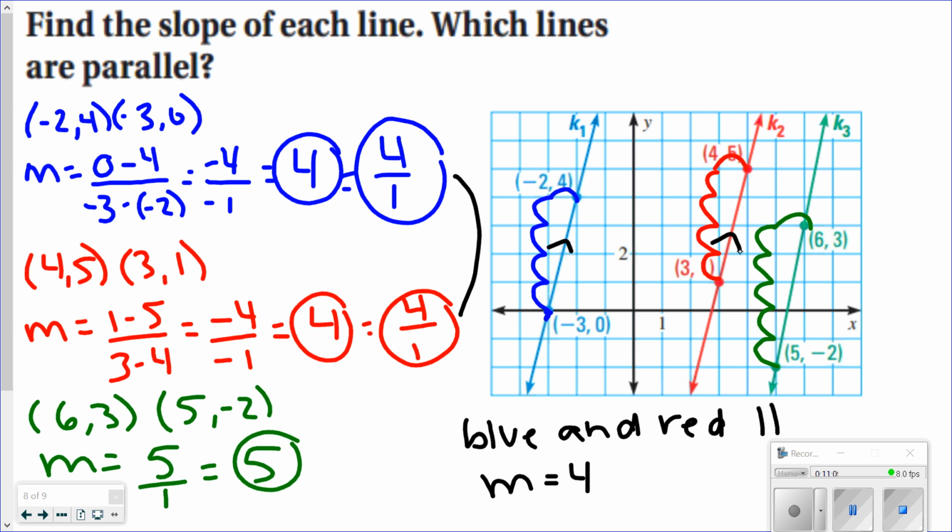The green line has a slope of 5, so it's not parallel. Even though in the picture it looks like it is parallel, we know it's not because that has a slope of 5, while the other two lines have a slope of 4.